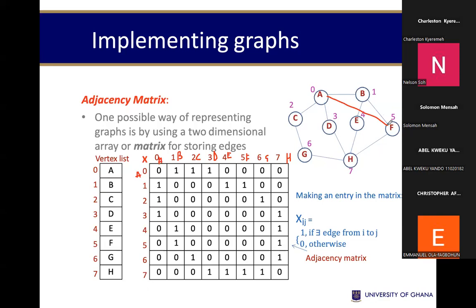With the same idea, if there was a line between D and G, they would be adjacent. Yes, if there was a line, they would have been adjacent. All right, so we move on quickly.